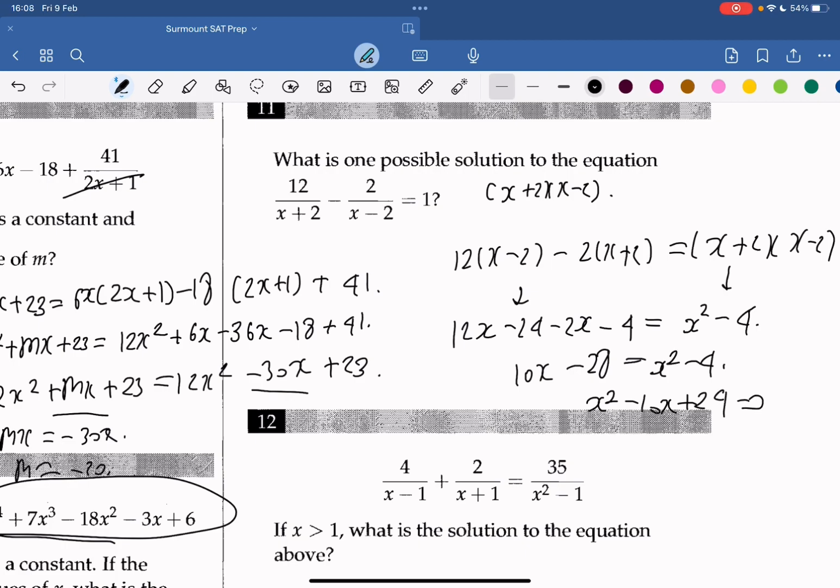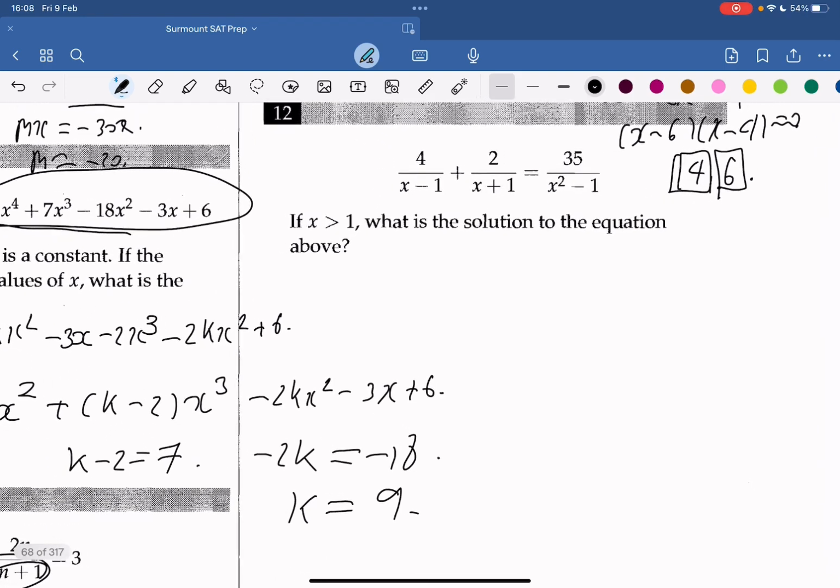Thus, we can rewrite this as (x minus 6)(x minus 4) is equal to 0. So the possible solutions are 4 or 6. So you can write any of those. So just choose one, and that's the answer.